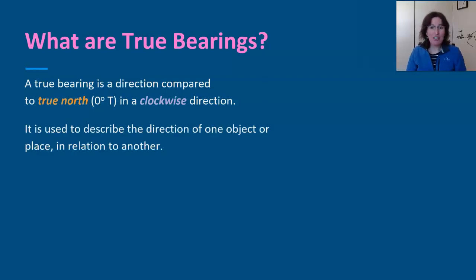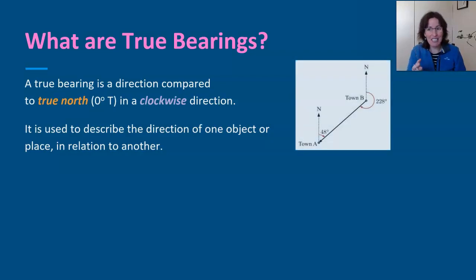It's used to describe the direction of one object or place in relation to another. So it's really helpful. You may or may not have heard of it used in the past out at sea with ships, or by people that do cross-country navigation, a sport going across the land like that. So knowing how to read a compass is very helpful, and being able to give directions to people of where you are in relation to them.